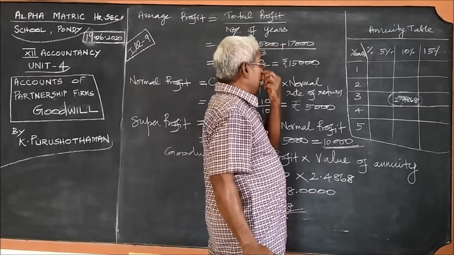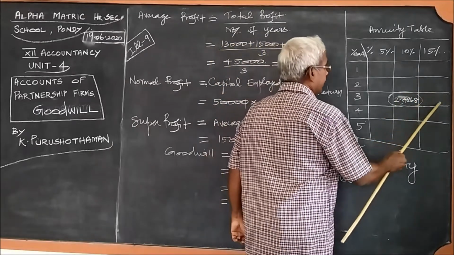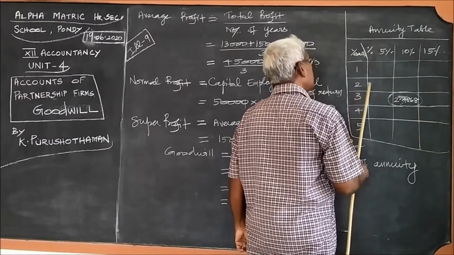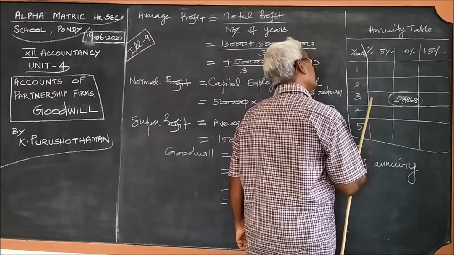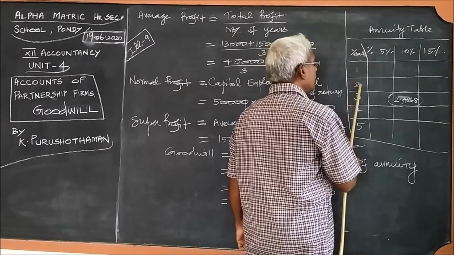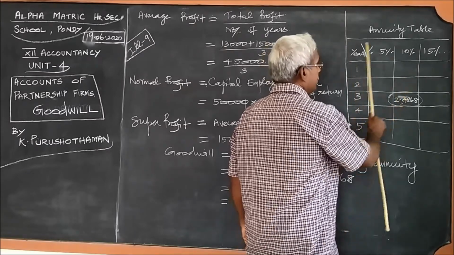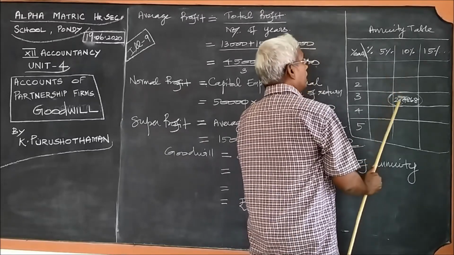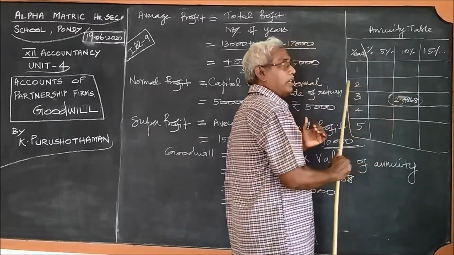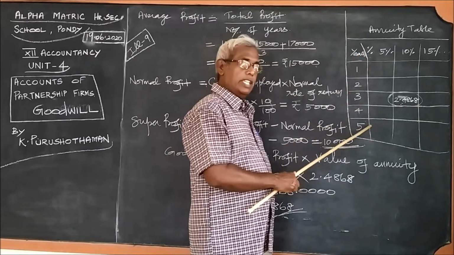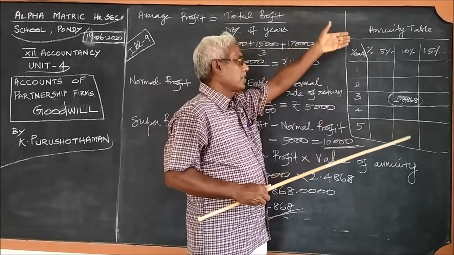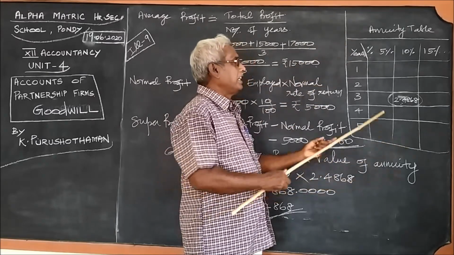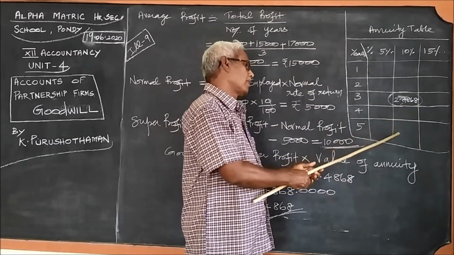If it is 3 years, 15%, in this place there will be a value we can find. If it is 3 years, 5%, there will be a value here. If it is for 2 years, 10%, the value will be here. This is the annuity table. From this ready-made table only, the value is given and it is fixed and written there. We did not calculate this value, we need not calculate it.